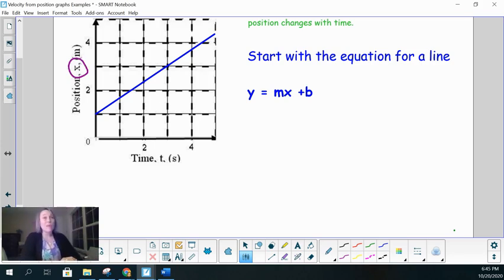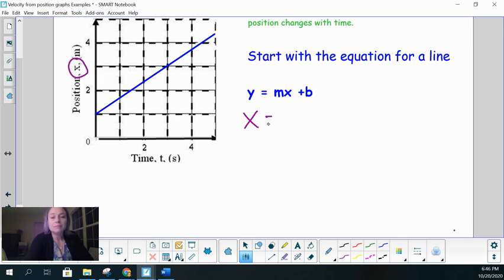Now, position is represented by the letter x, which can cause some confusion, understandably so. What you need to remember is that the letter x stands for position in the x direction. Our buggy moved in the x direction, right? So we're going to use the letter x to represent position in that x direction, all right?